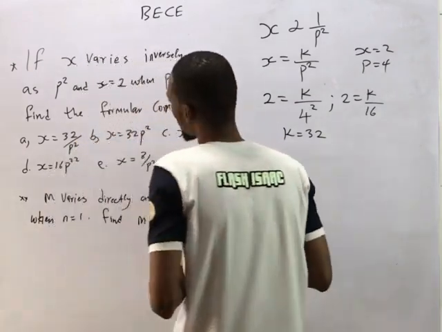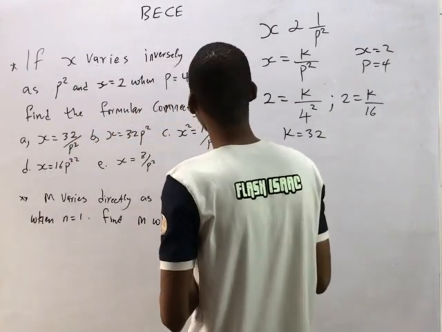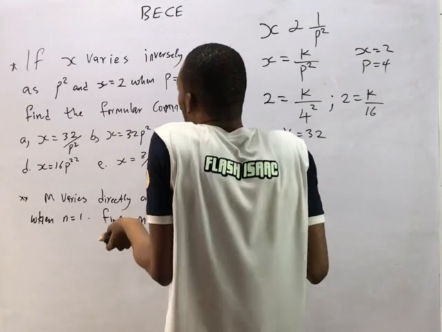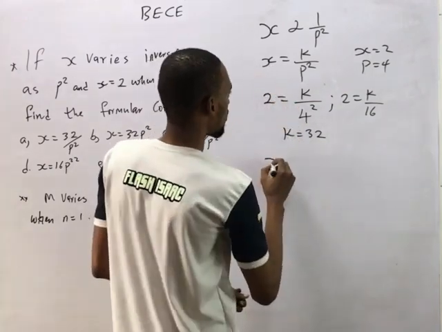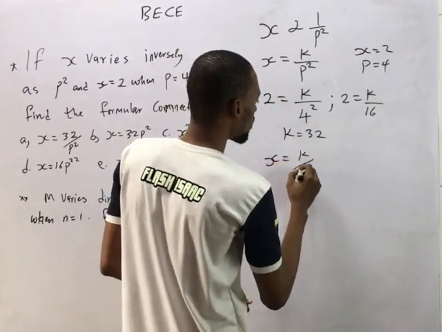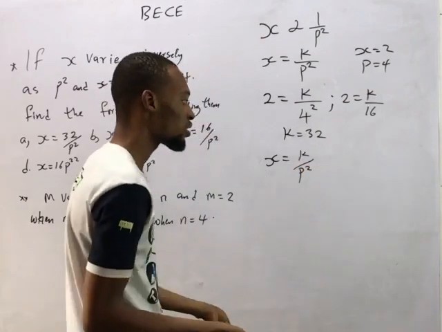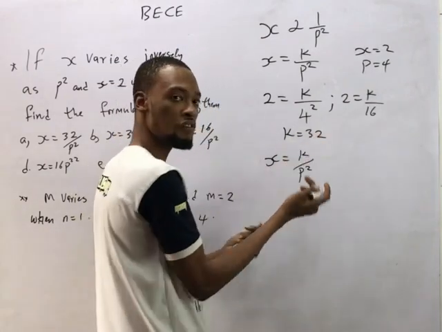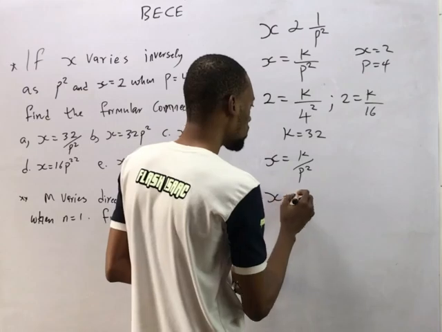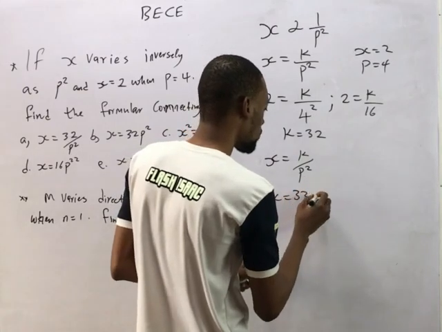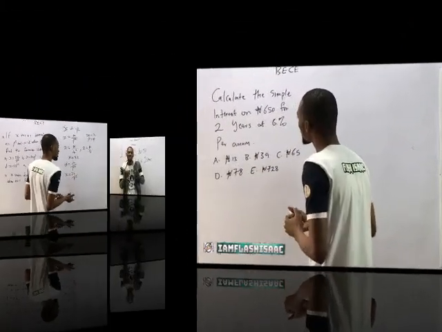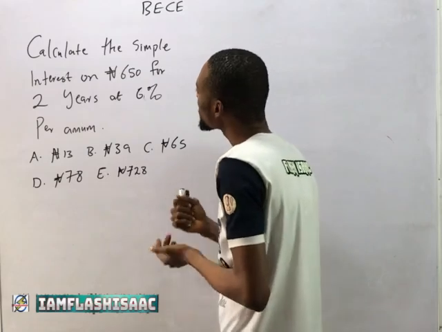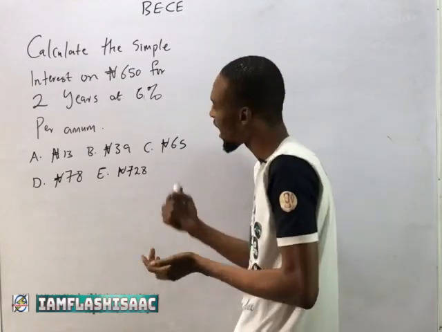Now what are they saying? They say find the formula connecting them. The formula connecting them is simply here. S is equal to k over p squared. This is the formula connecting them. And we've found the value of k. So S will simply be equal to k, which is 32 over p squared.